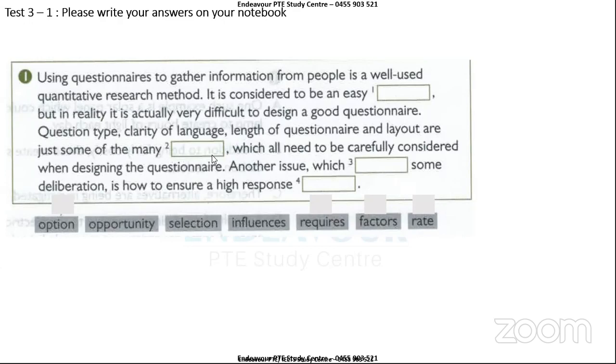Not influences, many factors. Which is the last third one, which dash? What did you put? Not influences, which requires. You pick the right verb there: which requires some deliberation. Deliberation means explanation or sort of understanding. That's what they mean by deliberation. Okay. Next one, please.